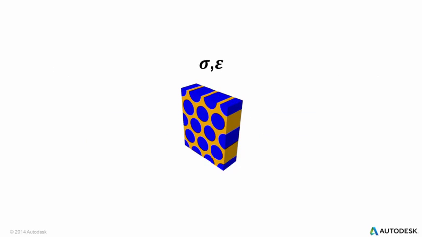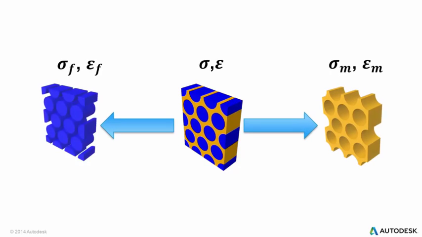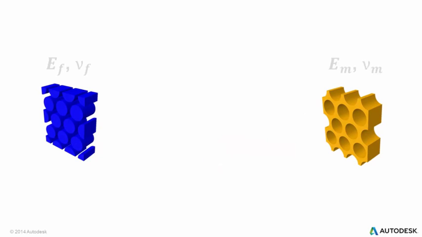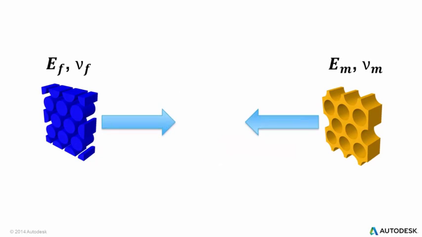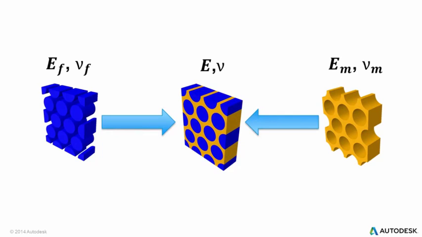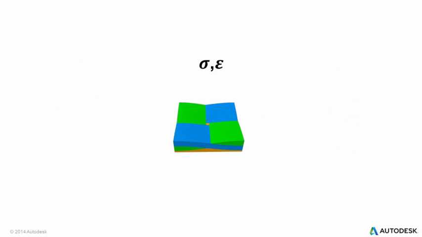Similarly, for unidirectional materials, Autodesk Helius PFA can acquire the fiber and matrix information and form the response of the composite material efficiently and accurately by identifying and propagating damage at the fiber and matrix level.